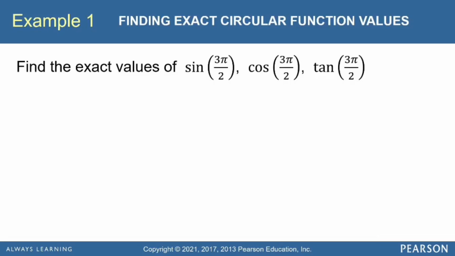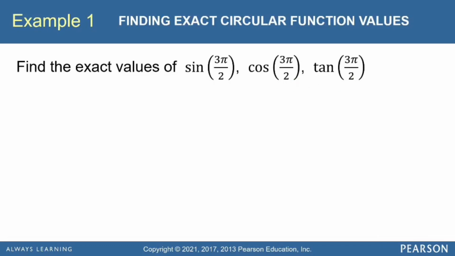So here's example 1, and it says find the exact values of the sine of 3 pi over 2, the cosine of 3 pi over 2, and the tangent of 3 pi over 2. And you'll notice that there's no degree symbol here. Of course, the pi symbol sort of gives away that we're working in radians, but even if we didn't see the pi symbol, we would have to assume that the number is in radians because there's no degree symbol.